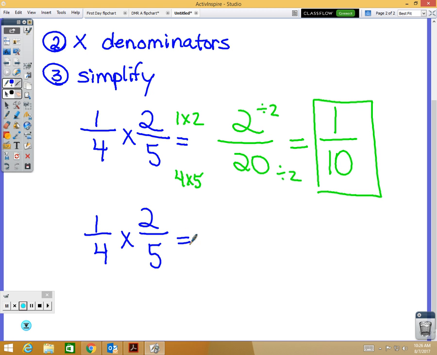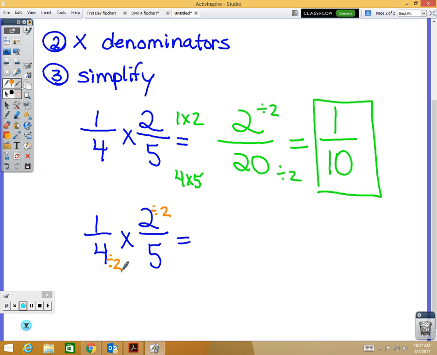What you mean, correct me if I'm wrong, is that you're looking diagonally. So you're looking at the 1 and the 5, and you're looking at the 2 and the 4. Before we ever multiply, we're going to think about simplifying. Is there anything that I can divide 1 and 5 by? No. Is there anything I can divide 2 and 4 by? Yes. I can divide the 2 and the 4 by 2.